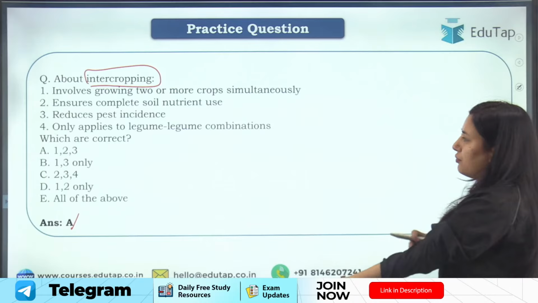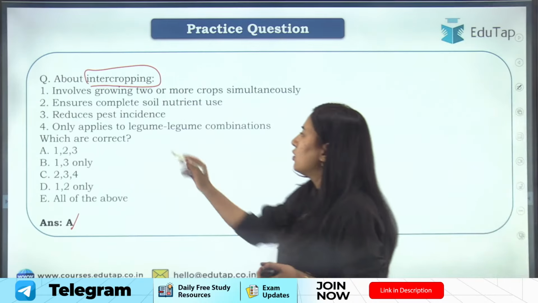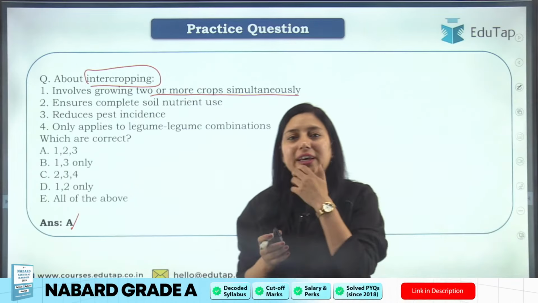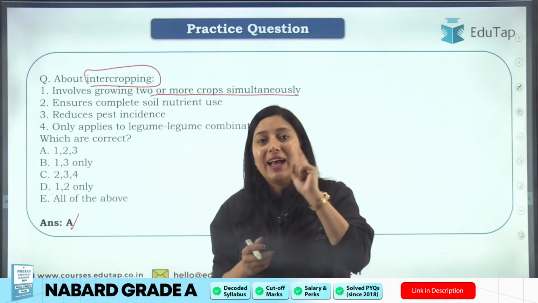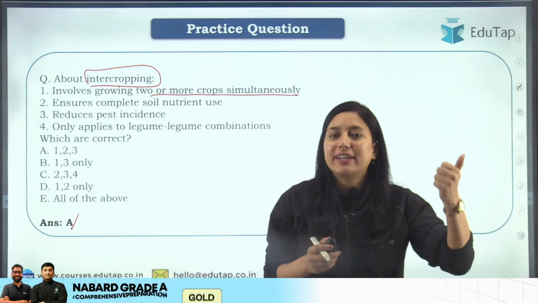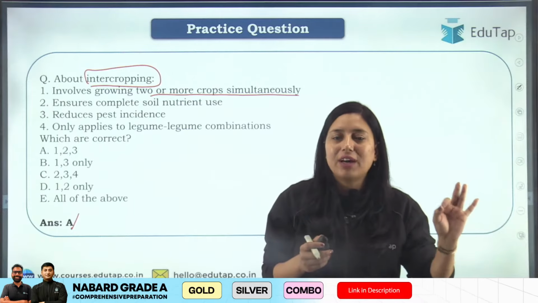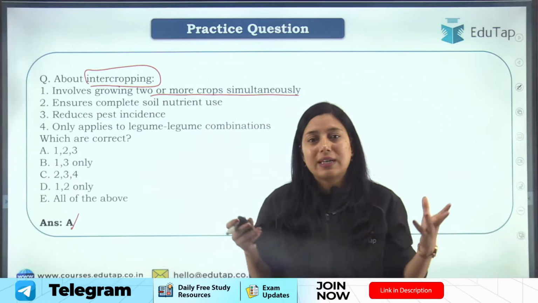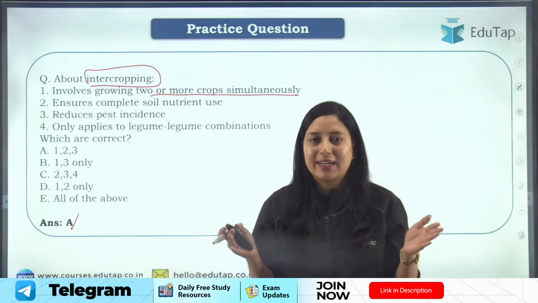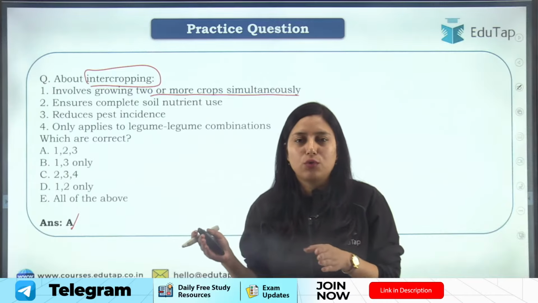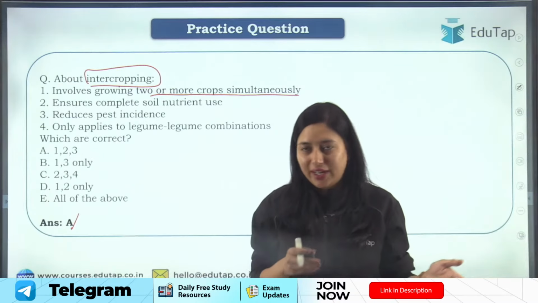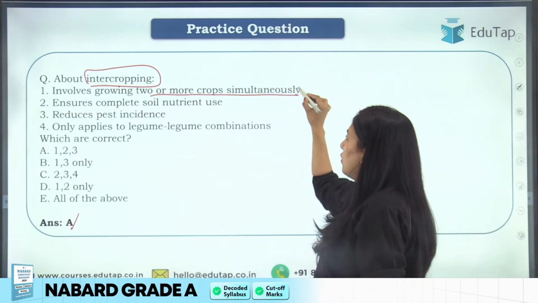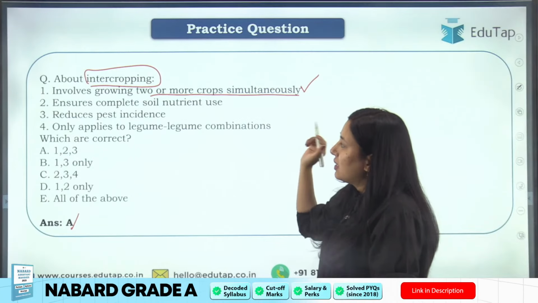See, if I talk about the first statement, it is basically growing two or more crops simultaneously. Yes, that is intercropping. And this intercropping cannot be adopted in dry and dryland farming. Especially in dry farming, we cannot adopt intercropping because if more than two crops are grown simultaneously together on the same piece of land at a time, what will happen? It will require more water, and that is not there in dry farming, right? So here intercropping, yes, involves growing two or more crops simultaneously. So this statement is correct.